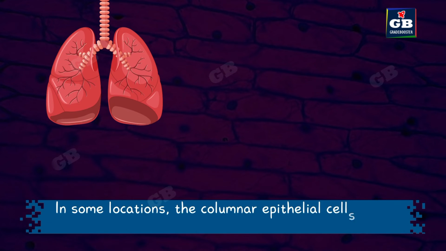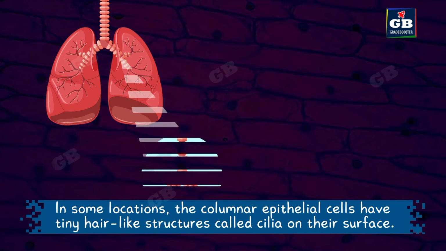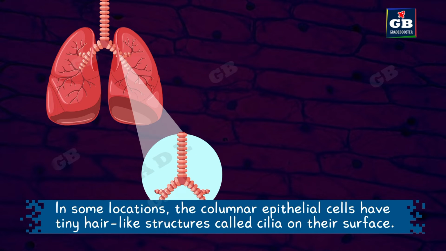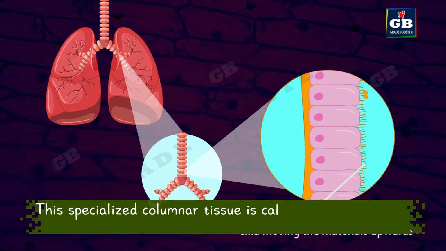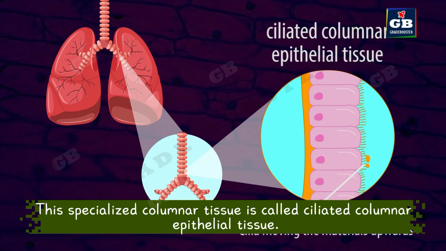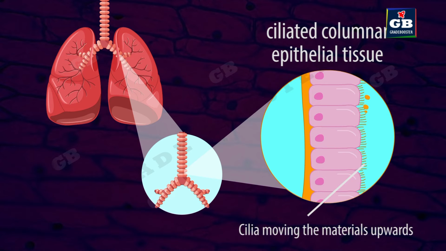Next, movement of materials. In some locations, the columnar epithelial cells have tiny hair-like structures called cilia on their surface. This specialized columnar tissue is called ciliated columnar epithelial tissue. It is found in the lungs, where the cilia help move mucus and trapped particles upward, keeping the airways clear. This movement is important to prevent any blockages or infections in the respiratory tract.